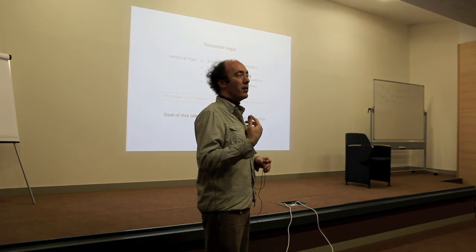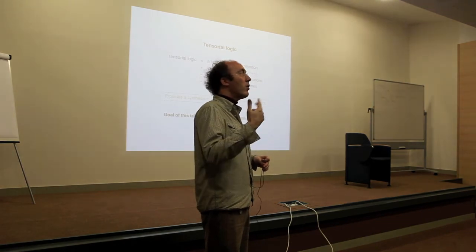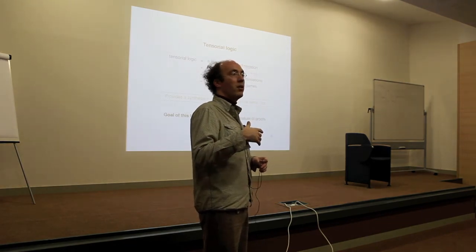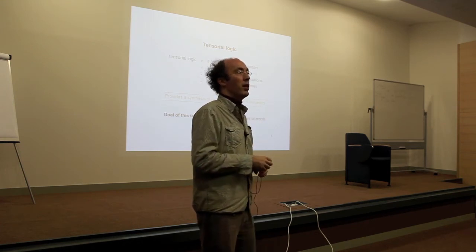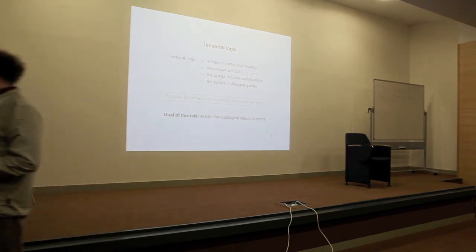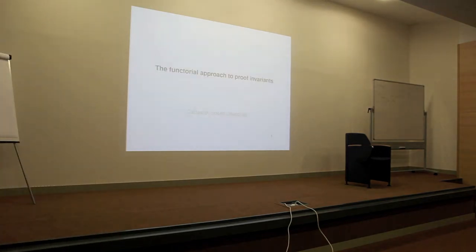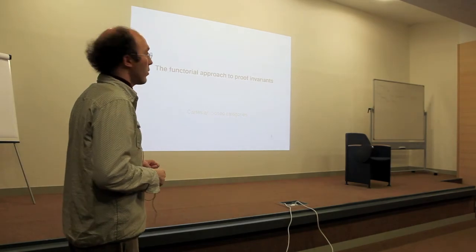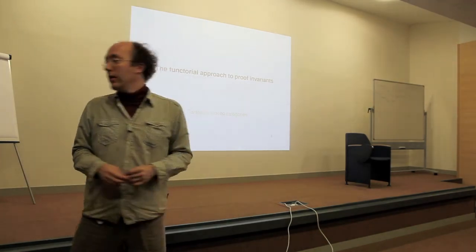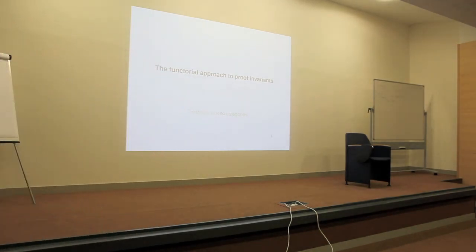And in fact, the notion of strategy is already there, if you like, in the representation theory of quantum groups somewhere. Okay, so how do we do that? Well, the first thing is to start from the so-called functorial approach to proof invariance. Okay, so we want to build invariance for proofs. So how do we do that?